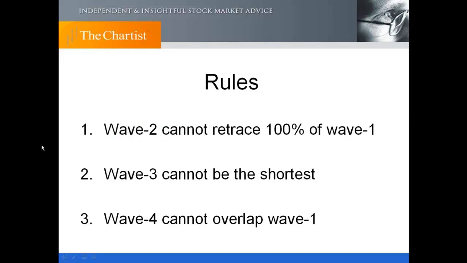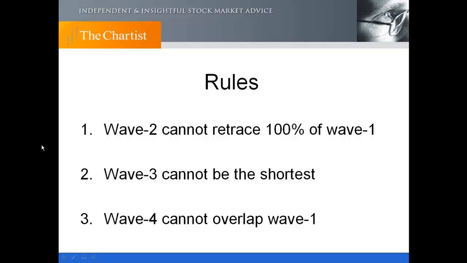Rule 2, wave 3 cannot be the shortest wave. So it's very, very important to understand here that when wave 1 occurs, then wave 3 is of equal length to wave 1. The wave 5 cannot be any longer than wave 3. So wave 3 is usually the longest, but it certainly can never be the shortest.